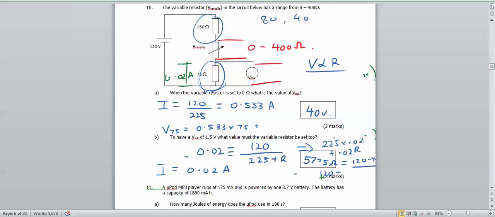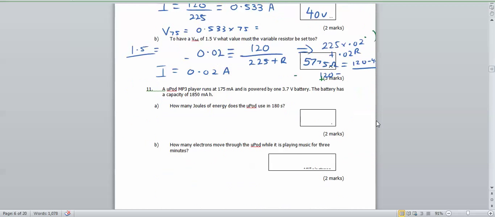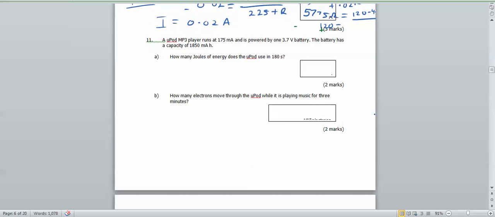So the current is equal to the voltage, which is 120. Okay, so we've got 1.5 volts, is equal to the current, which we don't know, is equal to 1.5 divided by 6. Yeah, that's right. Alright, let's leave that one for the time being. Trying to get this video finished. I'll come back to it though.